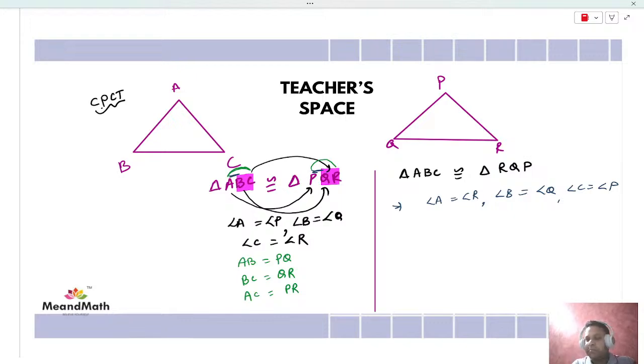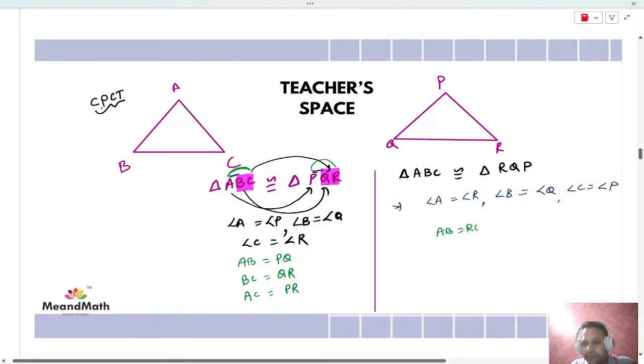Same thing applies in the second triangle. So AB is equal to RQ, BC is equal to QP and AC is equal to RP.